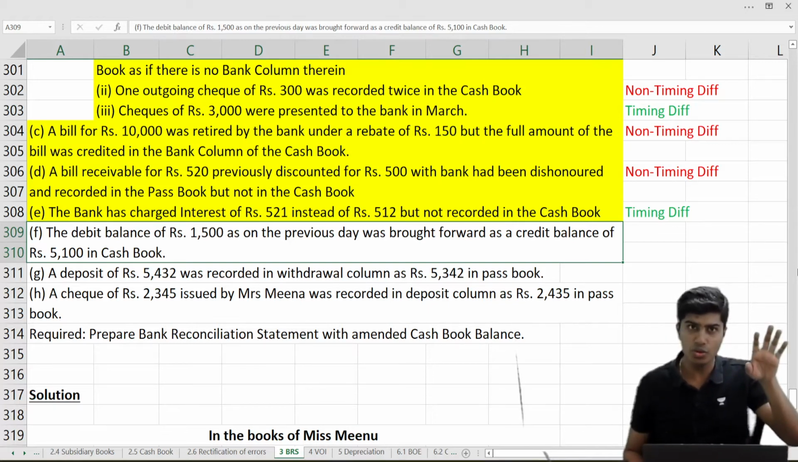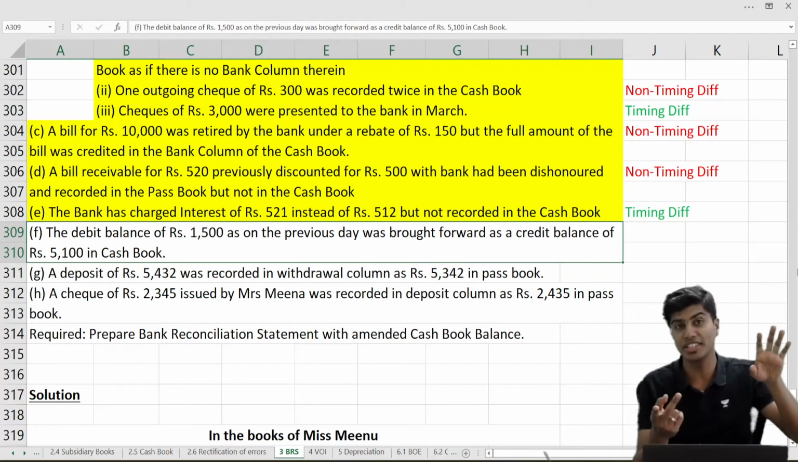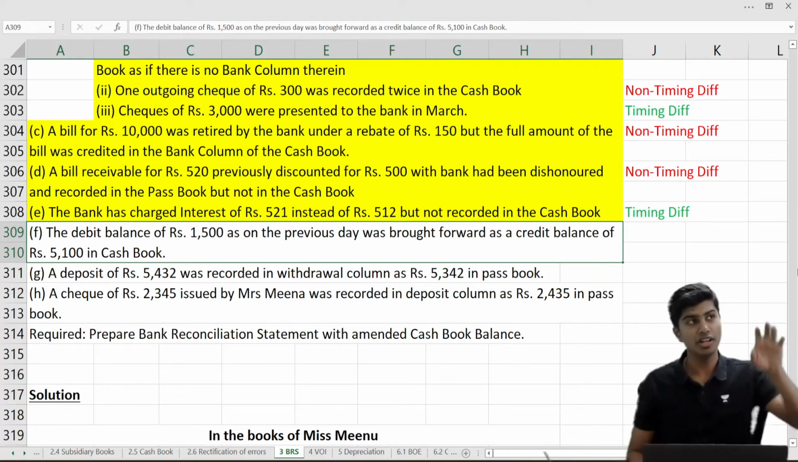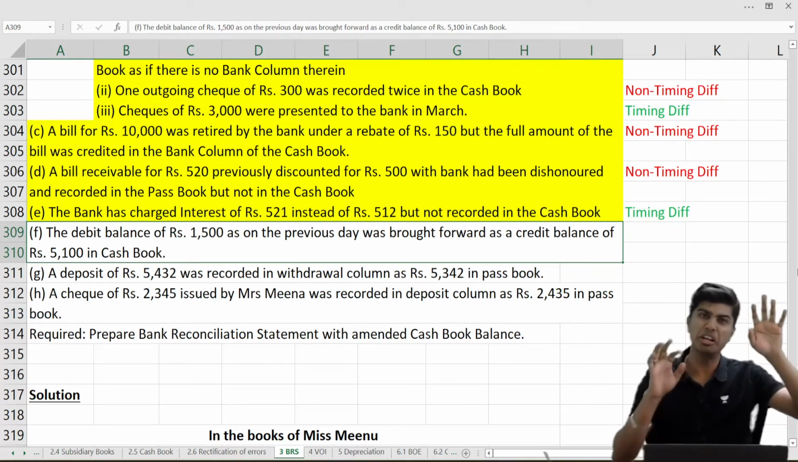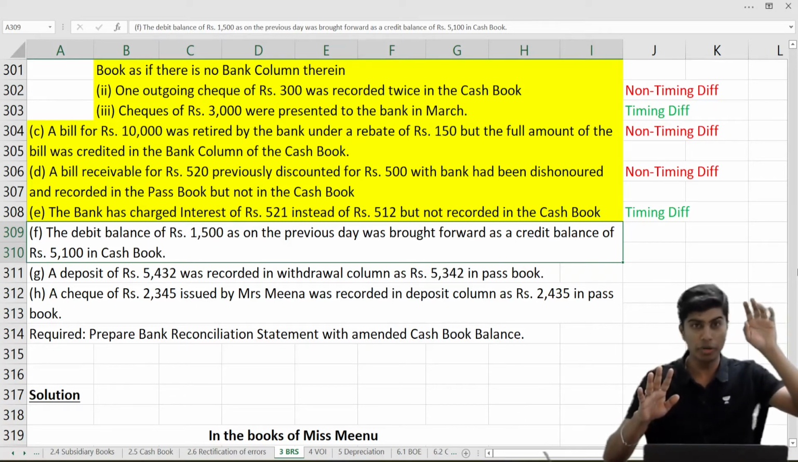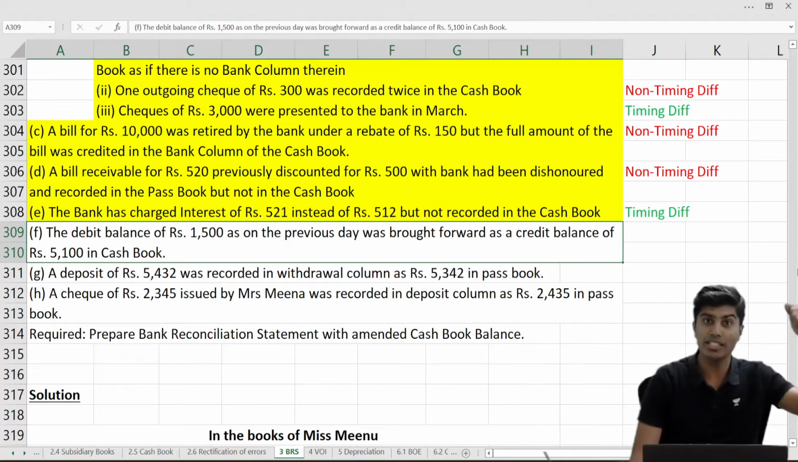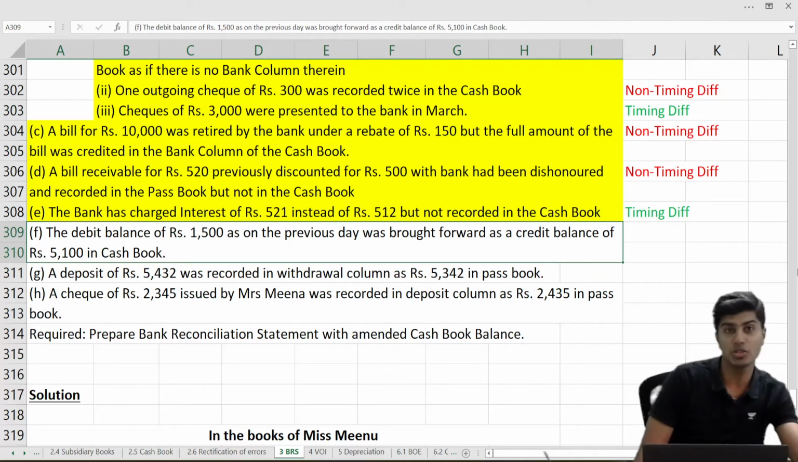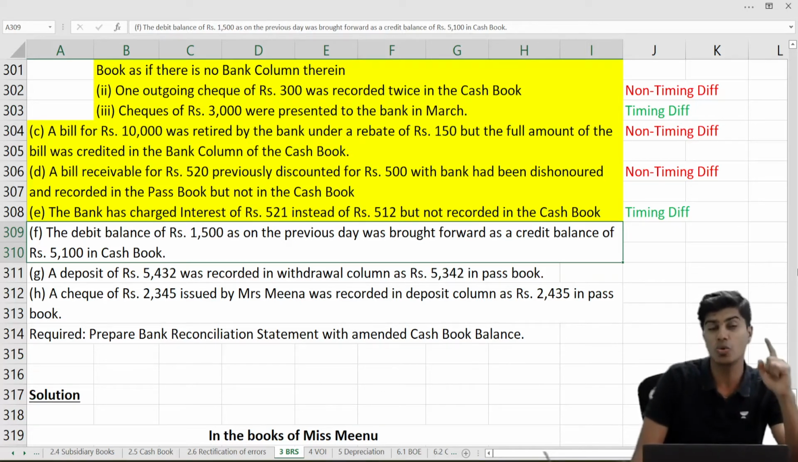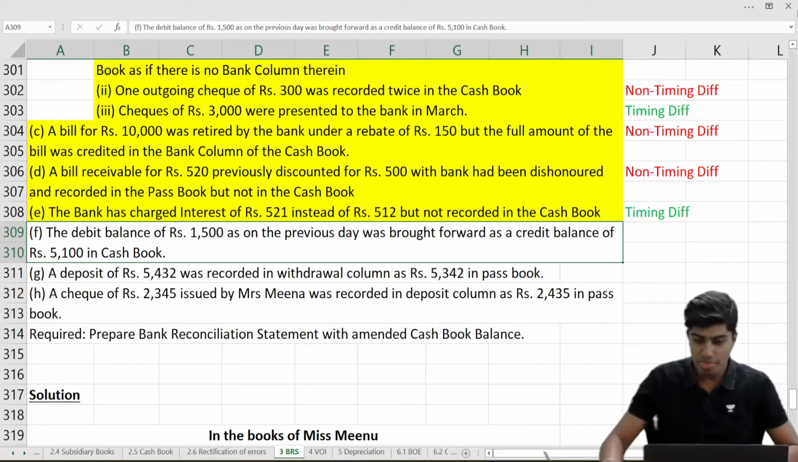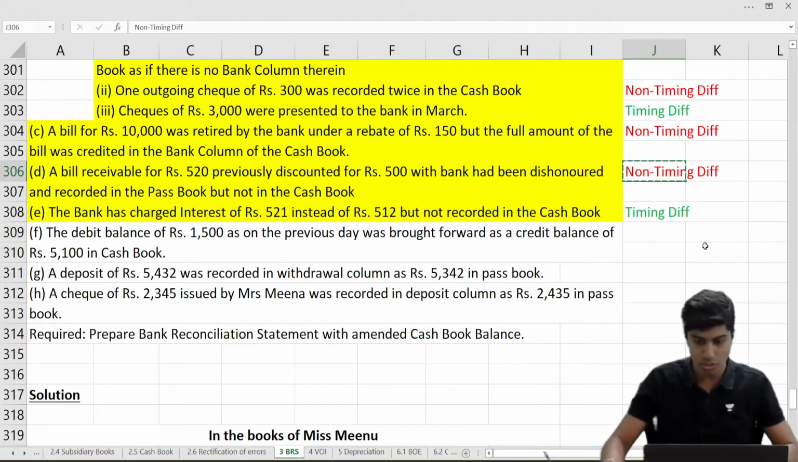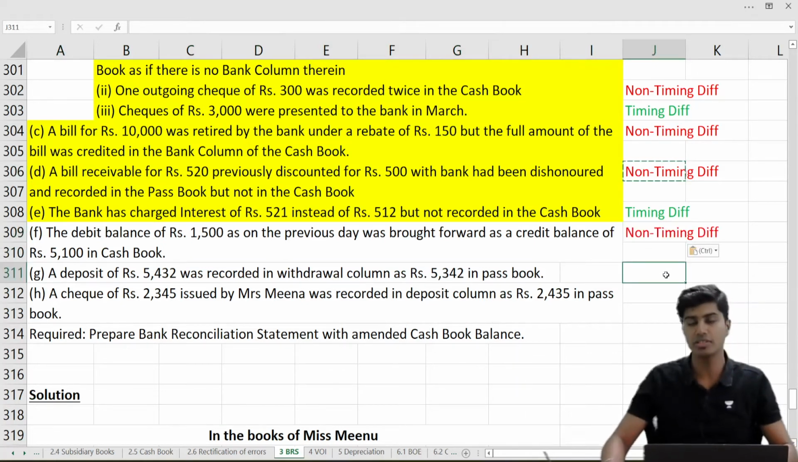Further, not writing is okay, but they wrote it wrongly on the credit side to the extent of 5100. Debit of 1500 has become credit of 5100. So the debit of 1500 not recorded, I will debit 1500. Wrongly recorded as credit of 5100, to reverse that, again I will debit 5100. Totally, I will debit in my amended cash book 6600 rupees, that is 1500 plus 5100. This is an error in the cash book. So this, my friends, is a non-timing difference.